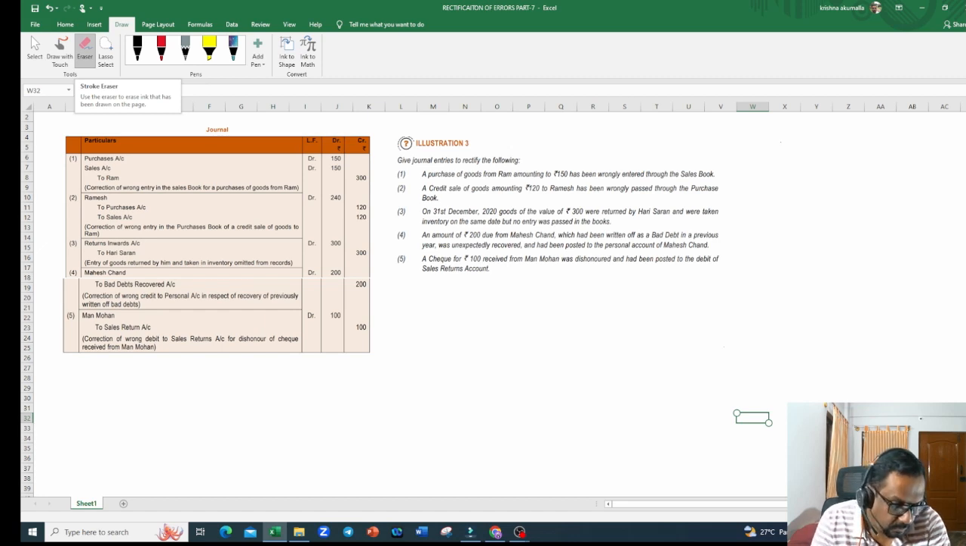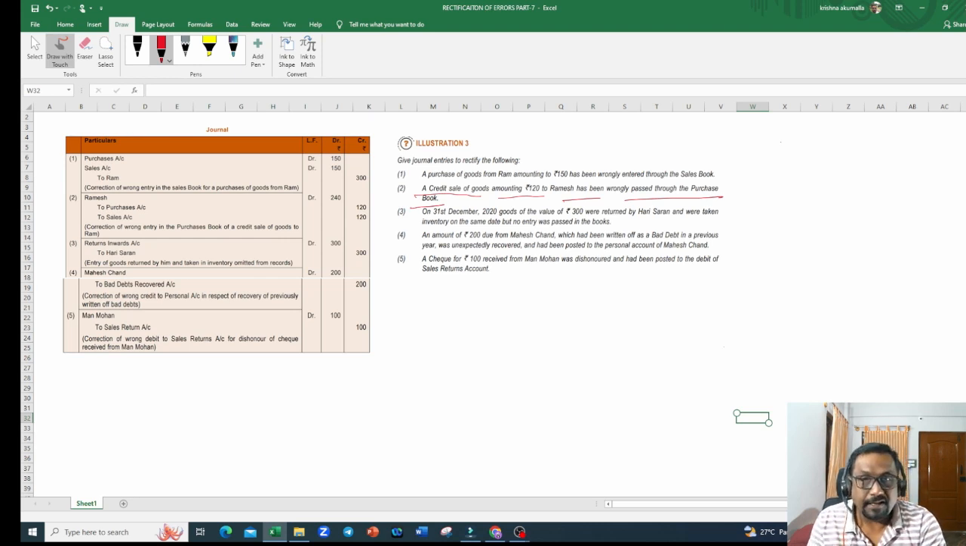Now, what is this second point? A credit sale of goods amounting to 120 to Ramesh has been wrongly passed through the purchase book. Here, quite the opposite. Now, simple. A credit sale happened that has been incorrectly routed through the purchase book. So they wrote it in the purchase book.